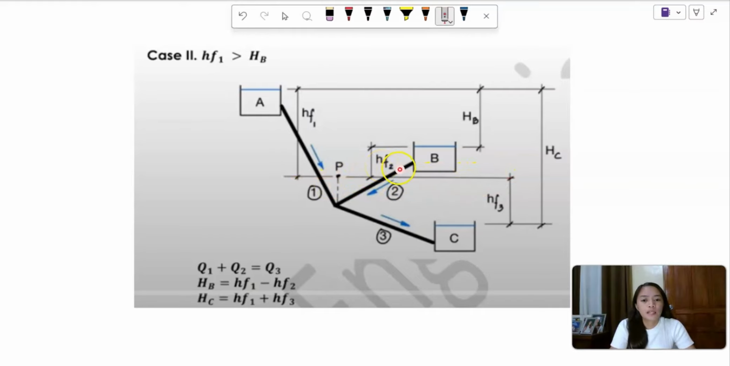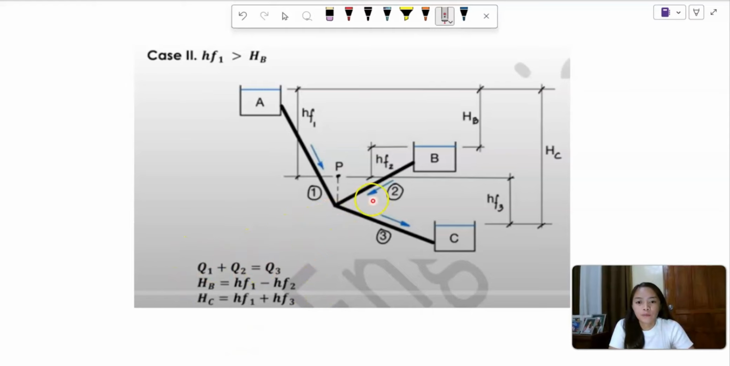So for the head loss at pipe 2, we have here from the elevation at B up to the piezometer. And for the head loss in pipe 3, it is from the piezometer up to the elevation at C. So as we can observe, the head loss in pipe 1 is greater than the head at B. So from the illustration, we can derive these equations.